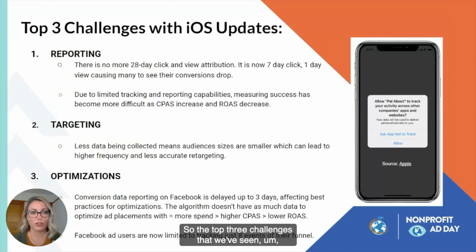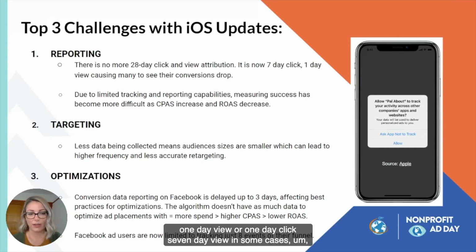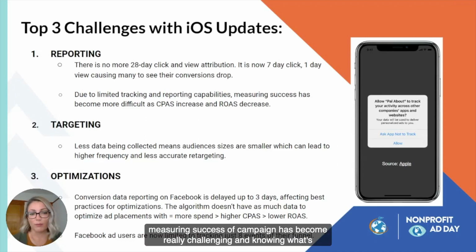The top 3 challenges that we've seen with these iOS updates on Facebook and Instagram have been, number 1, reporting. It dropped from 28-day click and view attribution to now 7-day click, 1-day view, or 1-day click, 7-day view in some cases. And due to this limited tracking and reporting, measuring the success of campaigns has become really challenging, and so has knowing what's actually working, which ads are actually converting, if you can't see that data.